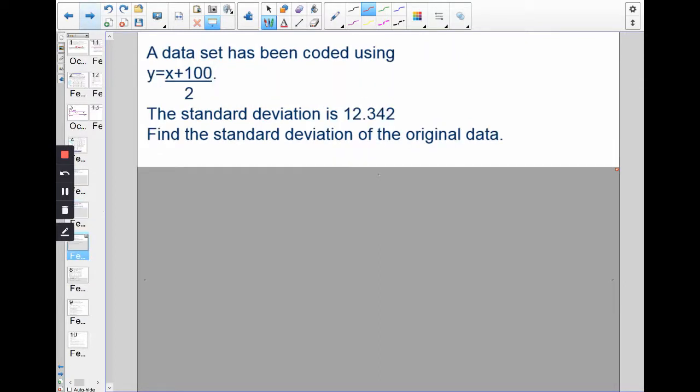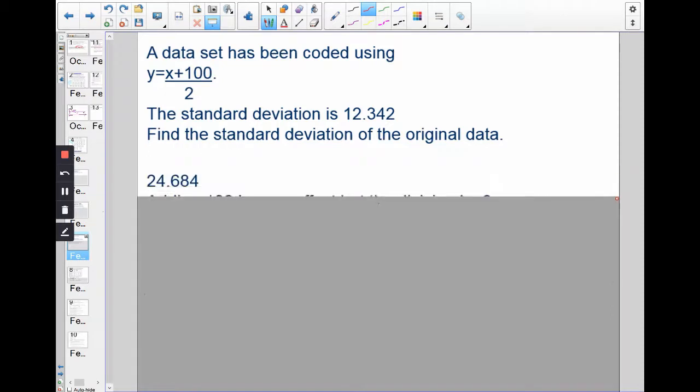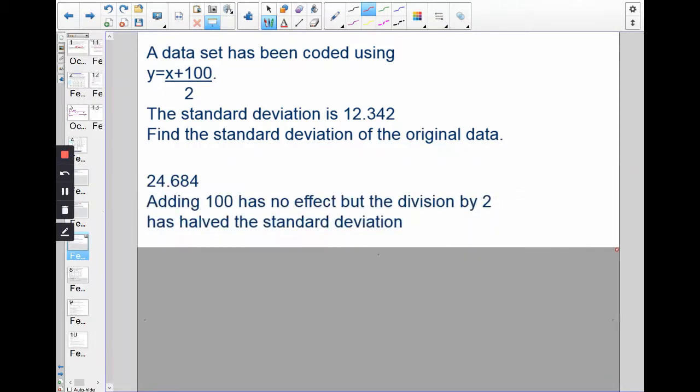Here's another question. This time it's combined, so the data is being coded using x plus 100 and then everything divided by 2. The standard deviation is 12.342. Find the standard deviation of the original data. Have a go, pause the video if you need to. Okay, here's the answer. When we're looking at standard deviation, the adding of 100 doesn't make a difference, but the dividing by 2 does. So all you have to do is multiply your standard deviation by 2 to undo the division by 2.